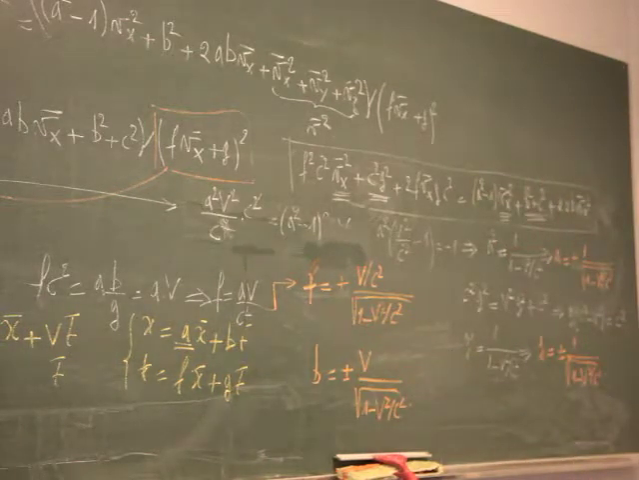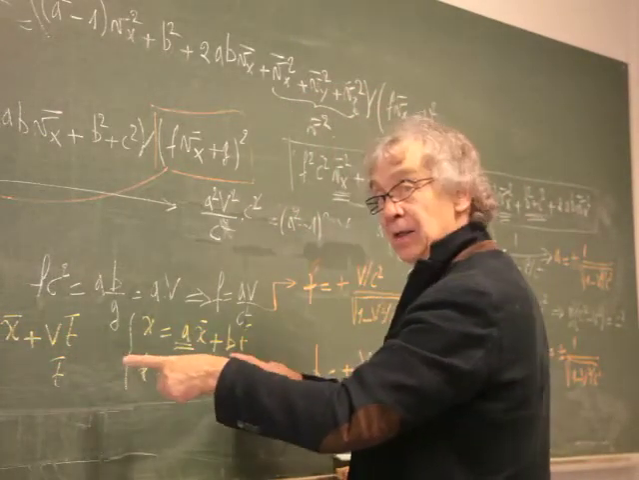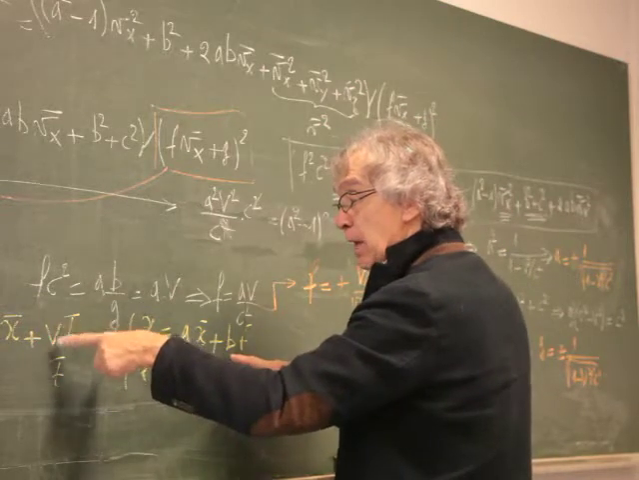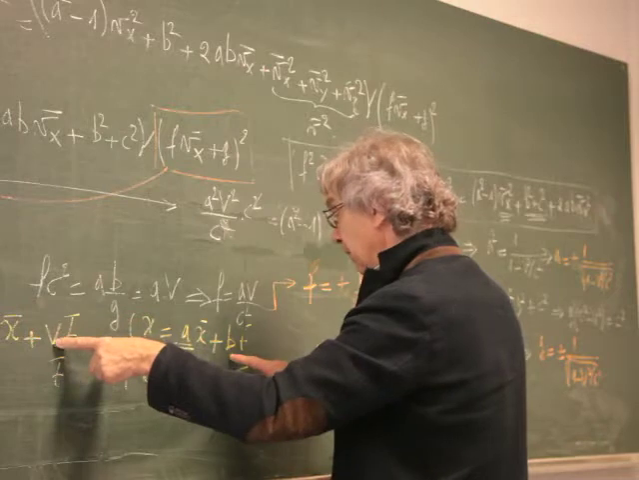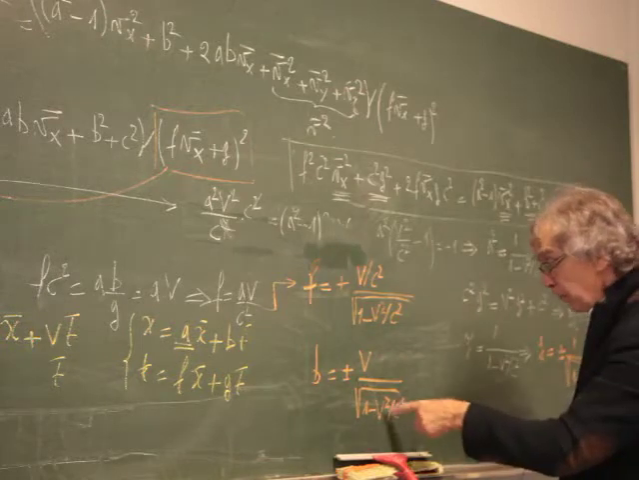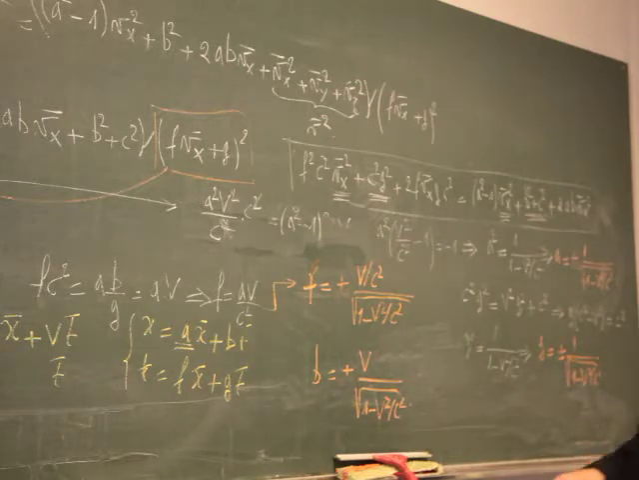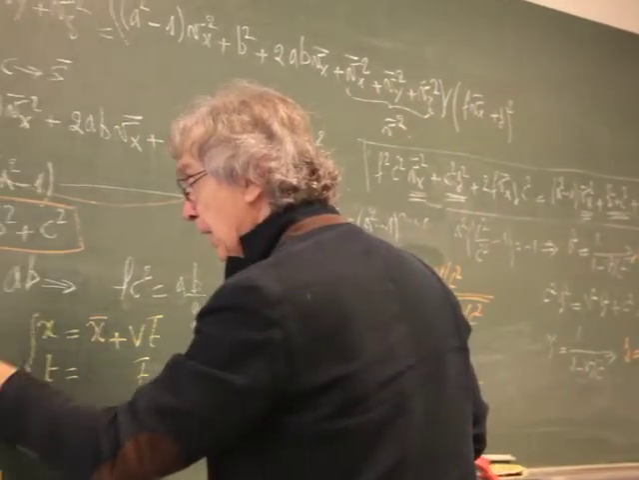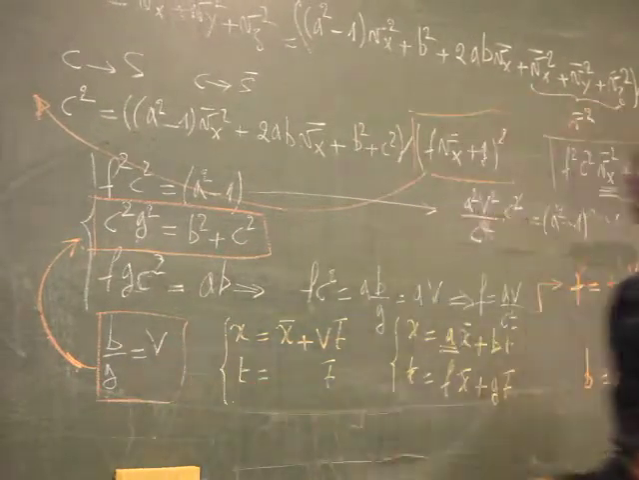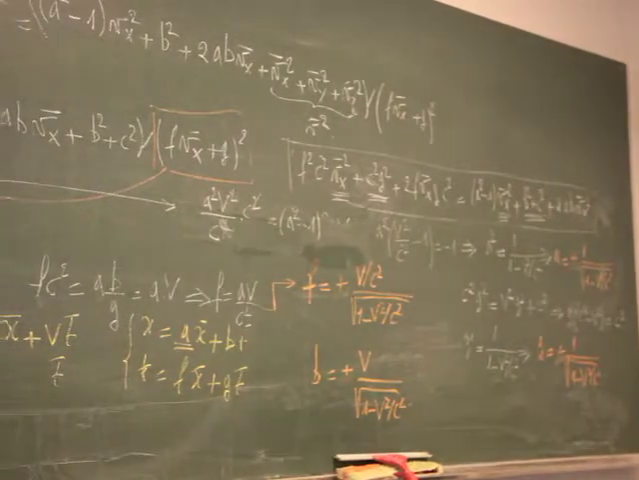Now what about the sign of B? We see that B should tend to v when the velocity v becomes small with respect to c. So we see that B may tend to v when v over c goes to 0, only if we keep the plus sign. And now we see that the sign of G is the same as that of B, because of that relation. So here also, I only take the plus sign. And we found now what is known as the Lorentz transformation, but established by Einstein.